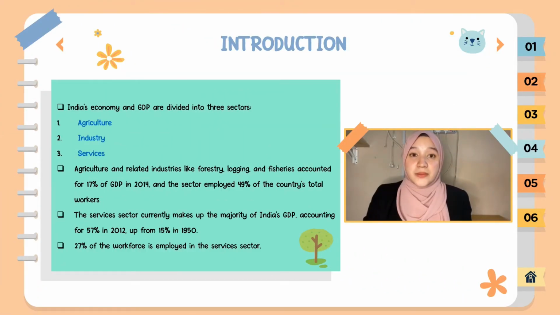India's economy and GDP are divided into three sectors, which are agriculture, industry, and service. Agriculture and related industries like forestry, logging, and fisheries accounted for 70% of GDP in 2014, and the sector employed 49% of the country's total workers. The service sector currently makes up the majority of India's GDP, accounting for 57% in 2012, up from 50% in 1950. So, for your information, 27% of the workforce is employed in the service sector.